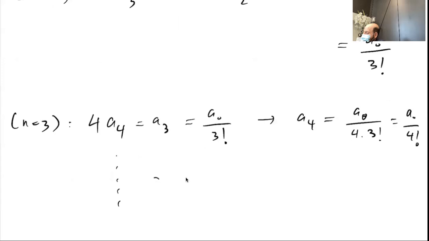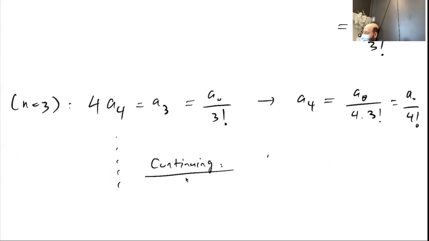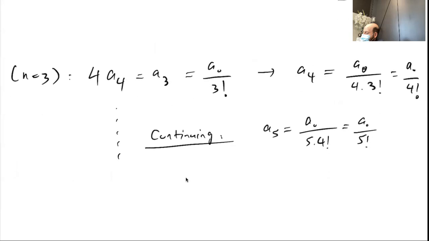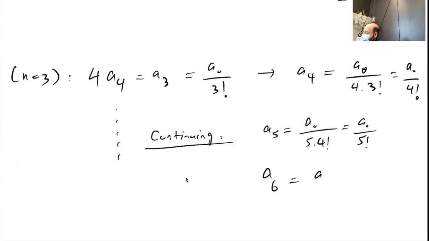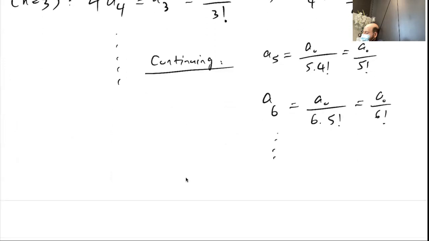So continuing this process, what do I observe? I'll observe that, let's say, a5 equals a0 over 5 times 4 factorial, equals a0 over 5 factorial. a6 equals a0 over 6 times 5 factorial, a0 over 6 factorial, and so on. a_n will be a0 over n times (n minus 1) factorial, equals a0 over n factorial.